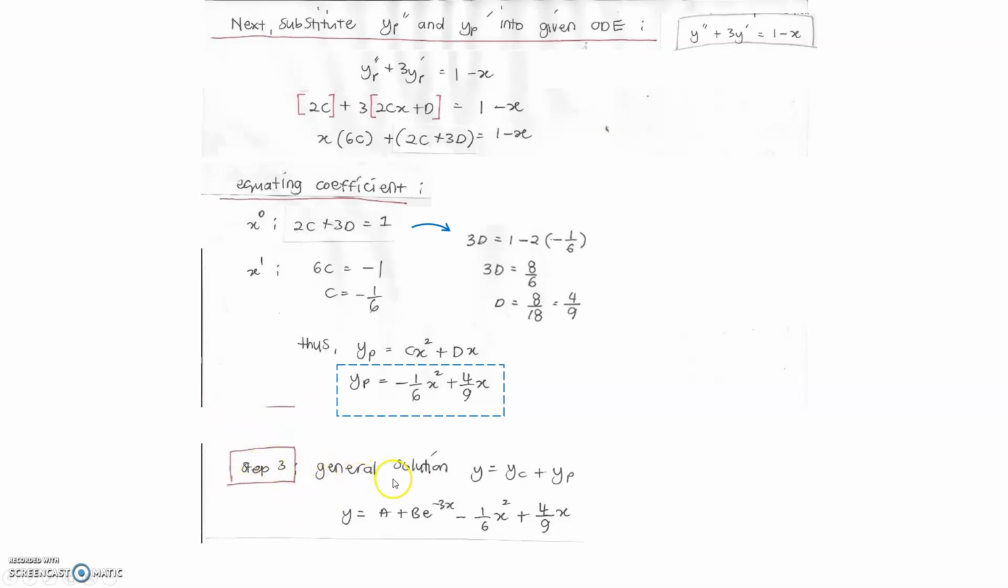Step number 3. You need to find the general solution for the ODE. y is equal to yc plus yp. Your yc is given by a plus b exponential negative 3x, and my yp is equal to negative 1 over 6 x squared plus 4 over 9 x. So this is my general solution. Remember, in the question, it's asking you to find the particular solution. So from here, you need to find the value of A and the value of B.